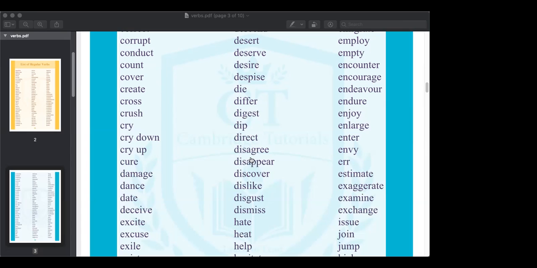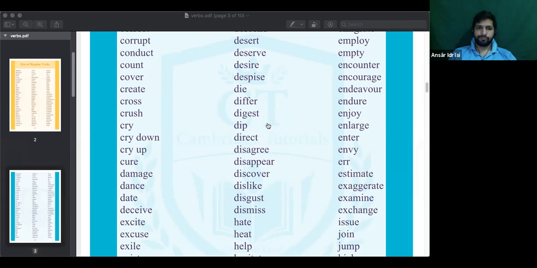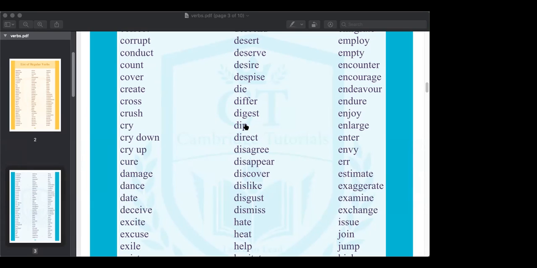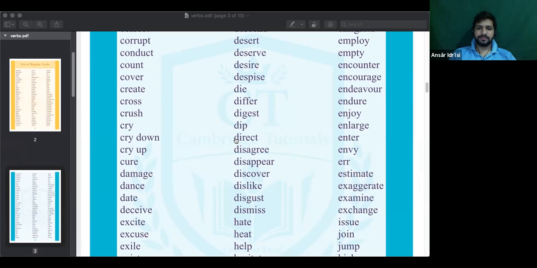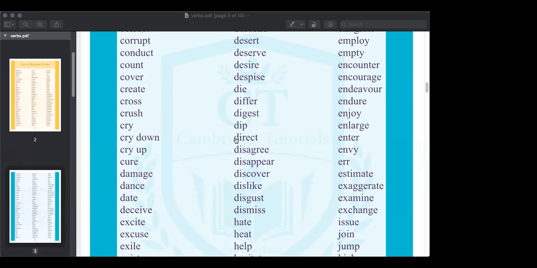You need to join. Do you need to join? You don't need to join. Next. You need to promise. Do you need to promise? You don't need to promise. Promise. Next. You need to die. Do you need to die? You don't need to die.